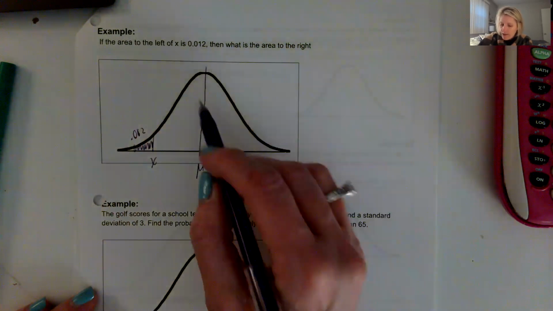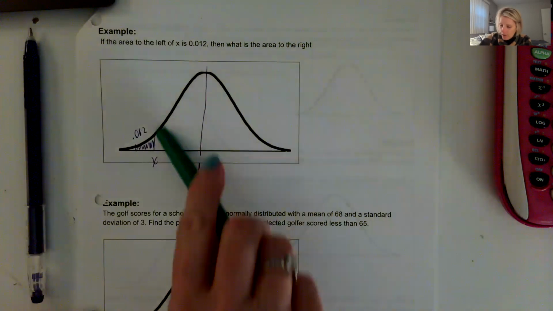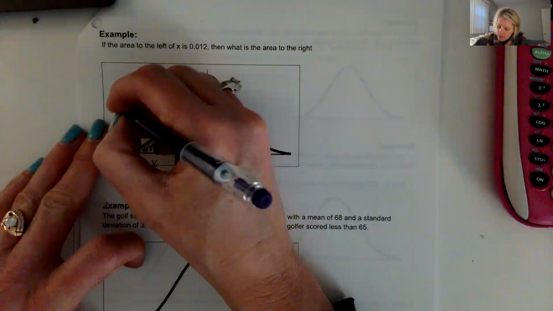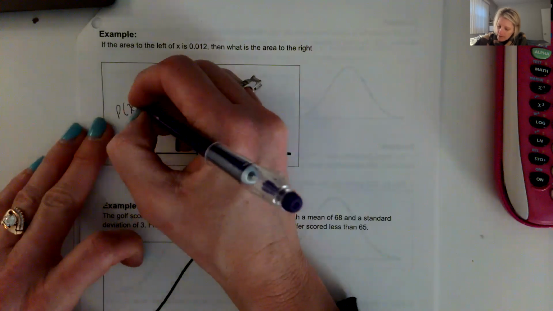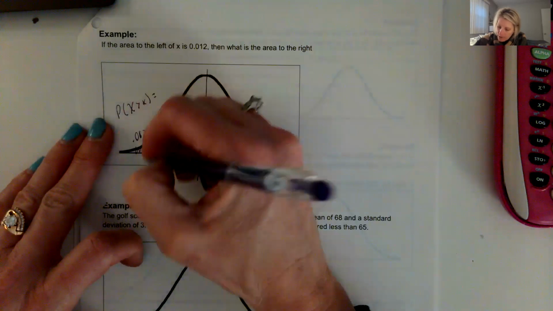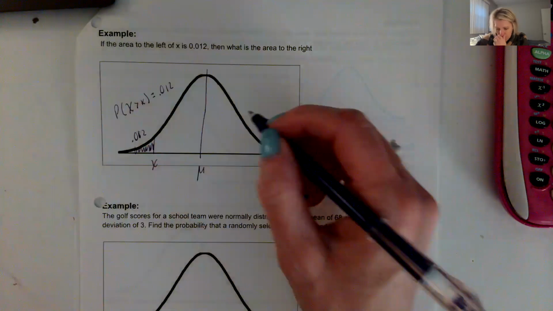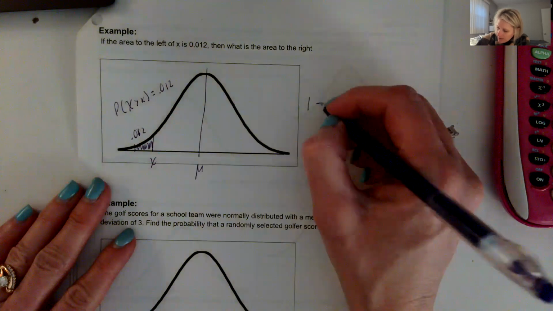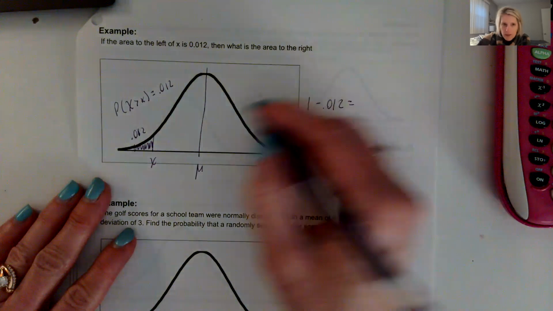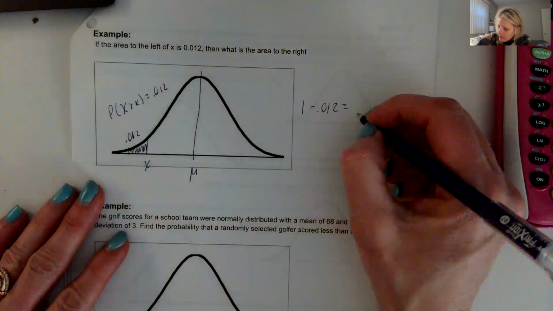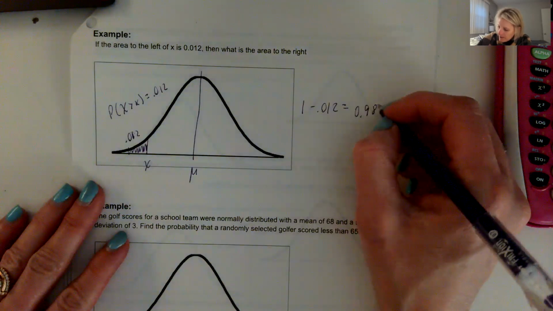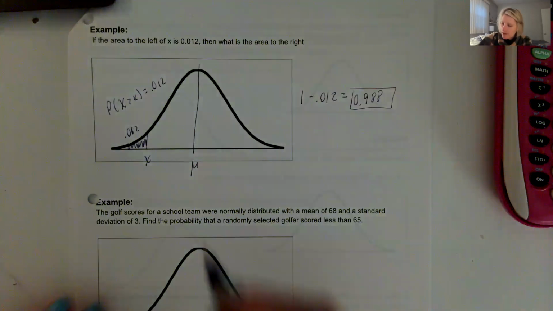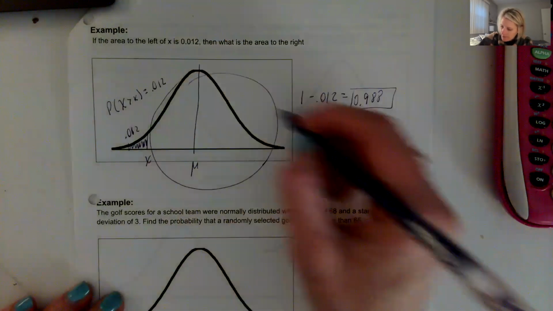Then what is the area to the right? So they want to know this area here. So this is the probability that X is greater than X, whatever that X value is 0.012. And so this is going to be 1 minus 0.012 because it's the complement. So 0.988 is this area here.